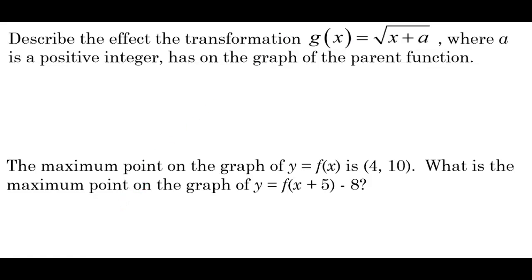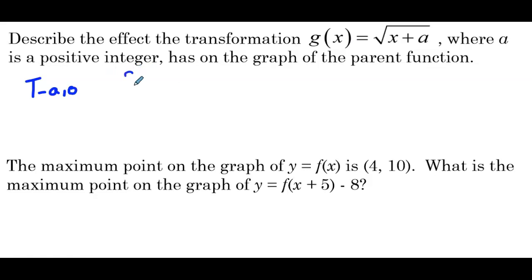2 more questions. Describe the effect the transformation g of x equals the square root of x plus a, where a is a positive integer, has on the graph of the parent function. Okay, so the parent function is the square root of x. And the transformation here, so it's x plus a in the equation. That means we're subtracting a from x and 0 to y. We can put y instead of g of x if that's helpful. Now a is positive. That's helpful because we're not subtracting a negative number, which would undo the subtraction.